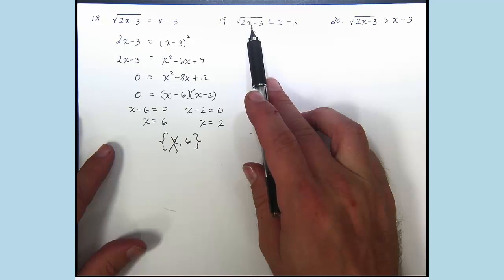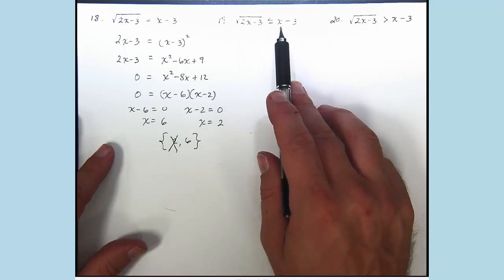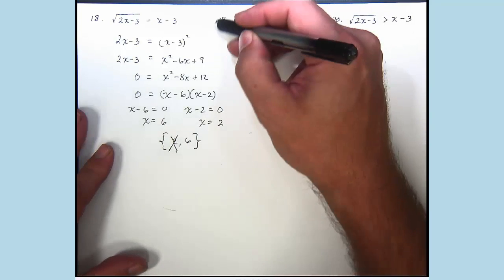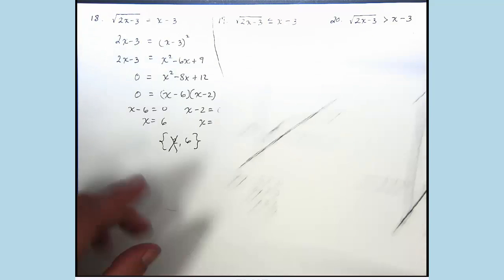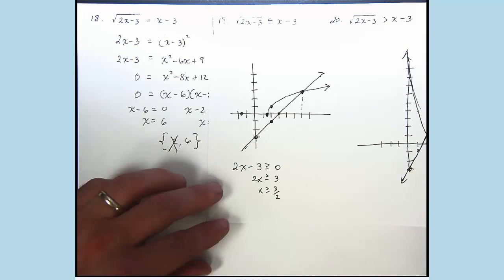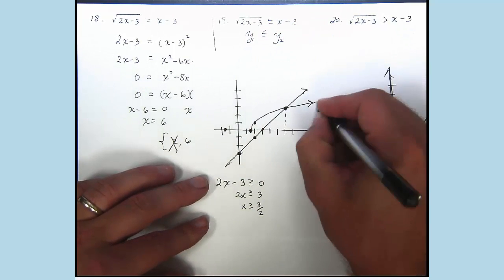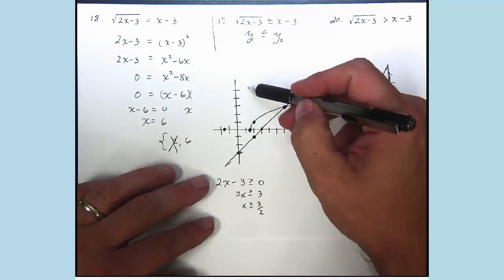We're looking at where I was calling this y1 and this y2. We're basically looking where y1 is below y2. And if you use intersection of graphs method, then this is your graph. We want where is y1 below y2. This is y1. This is y2. Well, here's your relevant feasible domain.